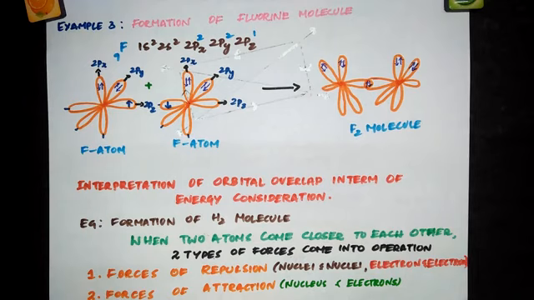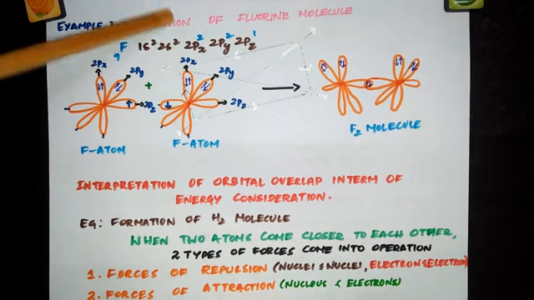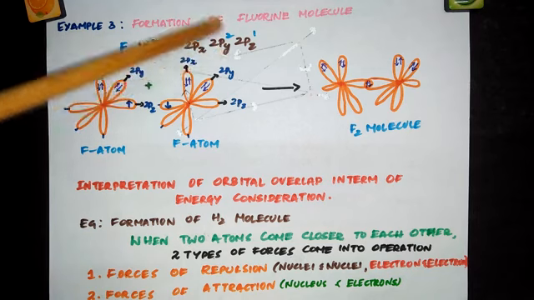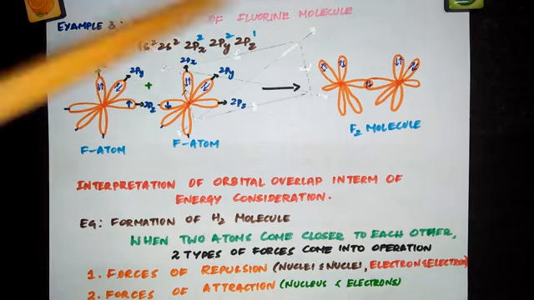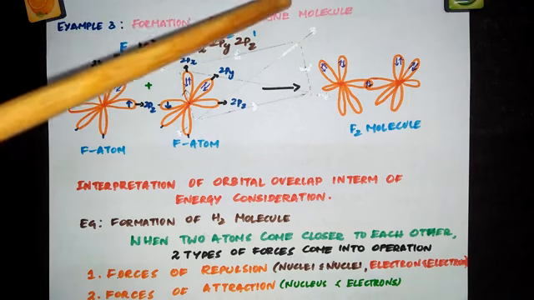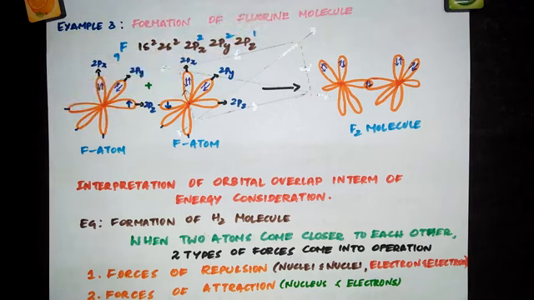Let's see one more example to understand valence bond theory. So third example is formation of fluorine molecule. What is the formula? F2 is the formula for fluorine molecule. So fluorine atom, atomic number is 9, 1s2, 2s2, 2px2, 2py2 and 2pz1. Writing this electronic configuration I've taught you in chapter 2, structure of atom. So the 2pz1 of this fluorine atom is going to overlap with the 2pz1 of another fluorine atom.